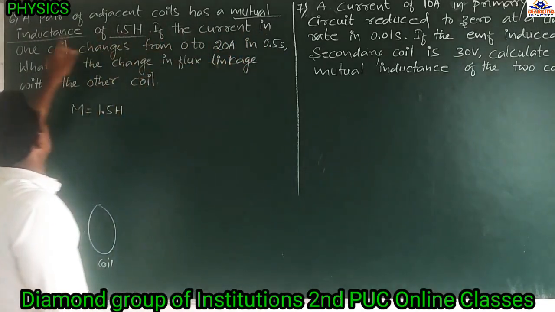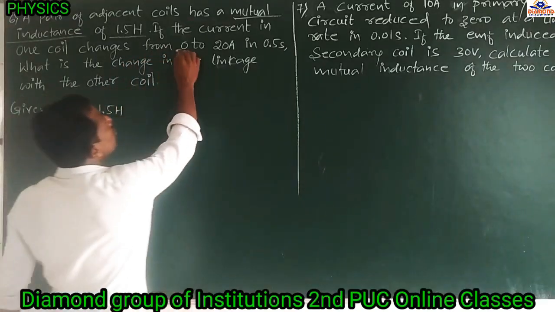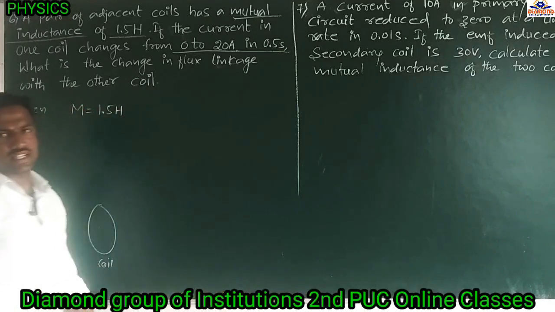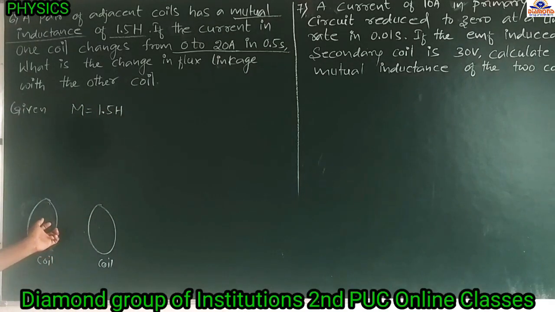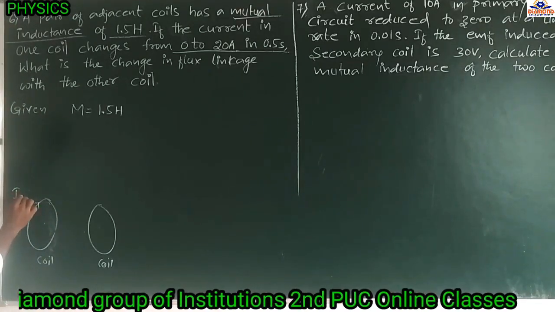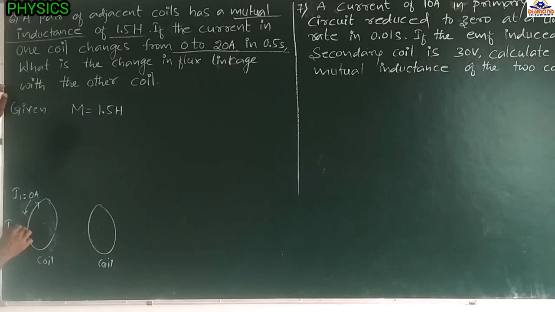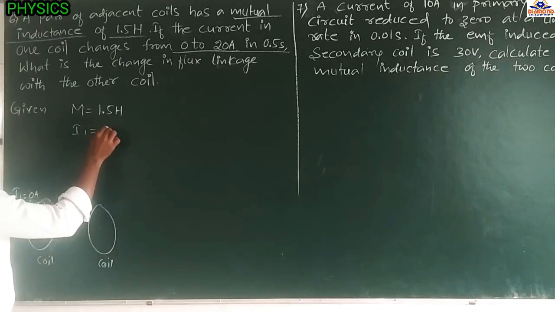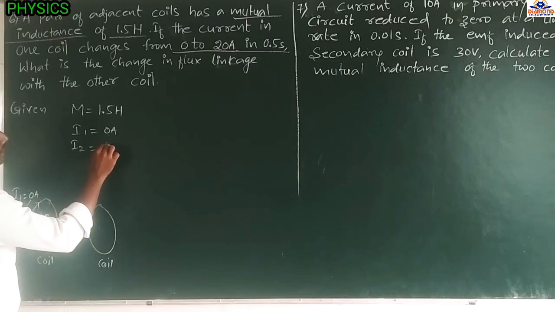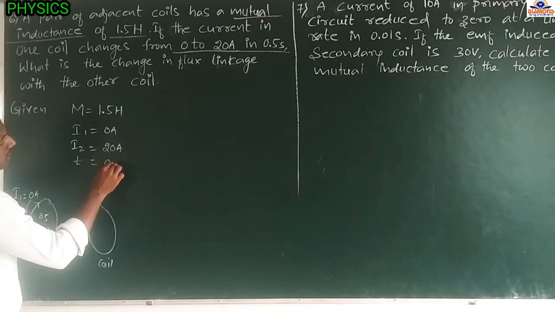If the current in one coil changes from 0 to 20 ampere in 0.5 second, then in one of the two coils the current value is changing. For example, in this coil the current changes from 0 ampere to 20 ampere. At the start the current is I1 equals 0 ampere. Then the current changes to I2 equals 20 ampere, and the time is given as 0.5 seconds, which means the current in the one coil changes in 0.5 seconds. Then in the given data: I1 is 0 ampere, I2 is 20 ampere, time is 0.5 second.